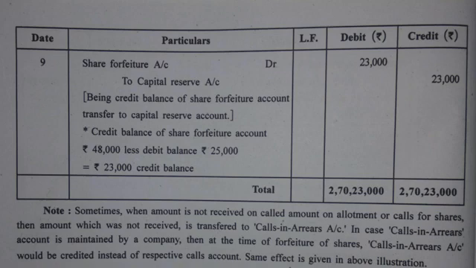The total of both the sides, debit and credit, should always be equal. We know this very well. And here is an important note. This note I have highlighted, I have explained this point during the concept of calls in arrears account. So you will please carefully read this once in your textbook and you will understand on your own.